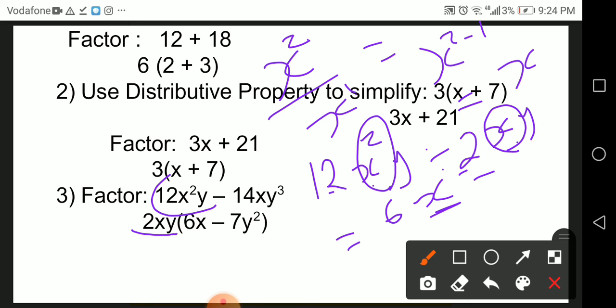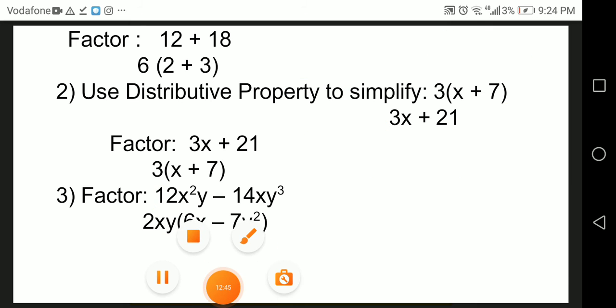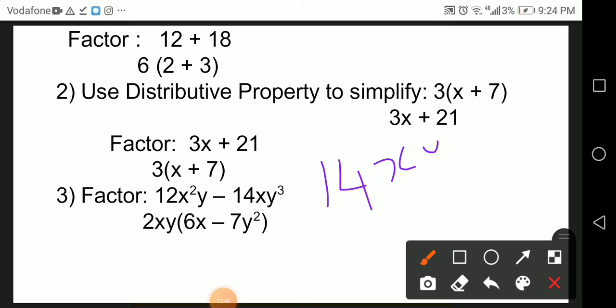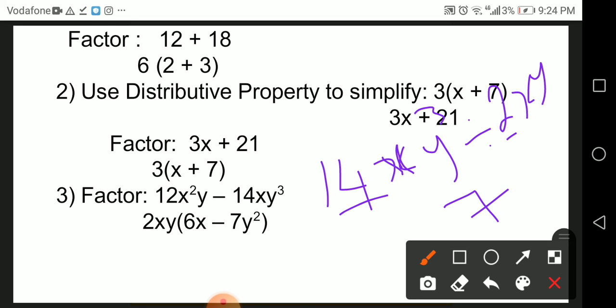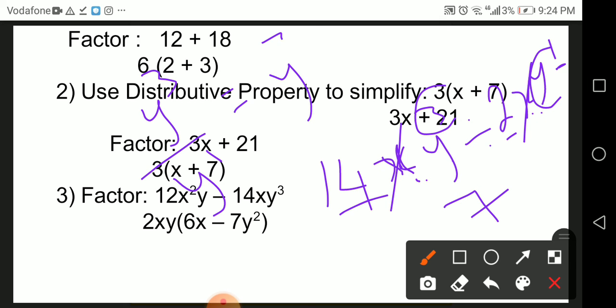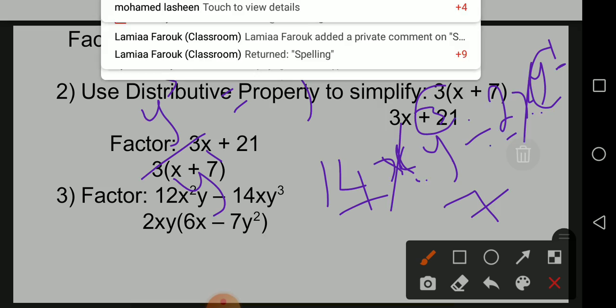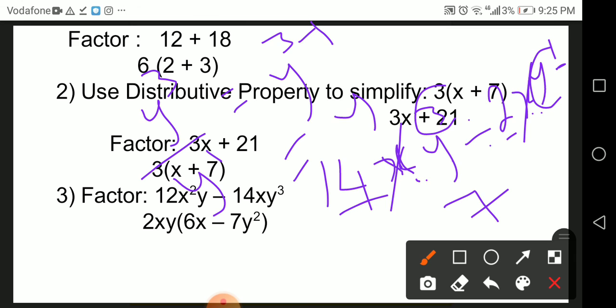What about the other one, 14 x y to the third power? How can I divide this by 2xy? 14 divided by 2 gives me 7. x divided by x is 1. Y to the third power divided by y to the first power: when I can't see any power, I write just 1. So y to the power 3 divided by y to the power 1 is y to the power 3 minus 1, which is y to the second power. So the answer is 7y to the second power.